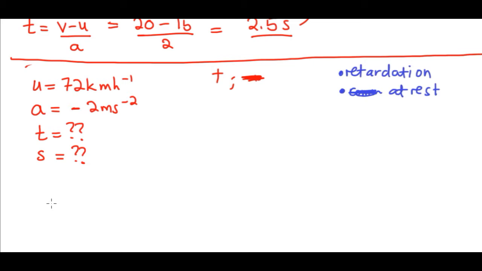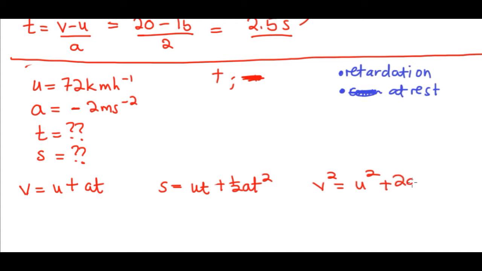So now you'll be confused. You'll be like, my word, I have my U, I have my A, I have to calculate my T and my S. Let's put down the formula and then see what we are going to do. V is equal to U plus AT, one formula. S is equal to UT plus half AT squared. V squared is equal to U squared plus 2AS as the last formula, right?